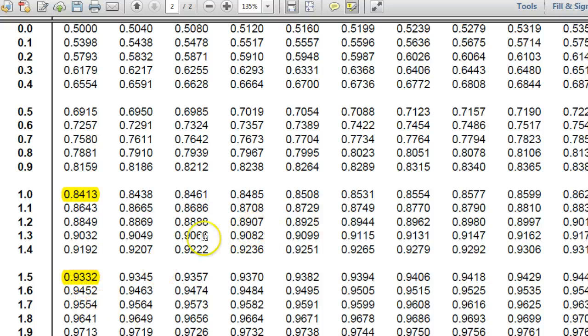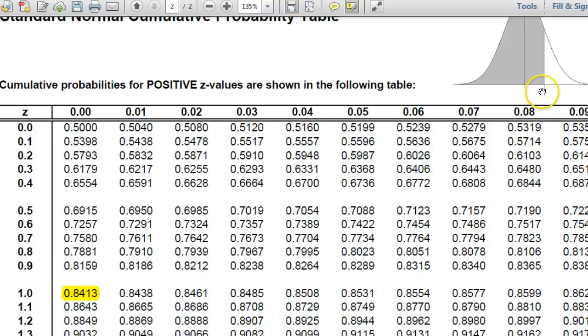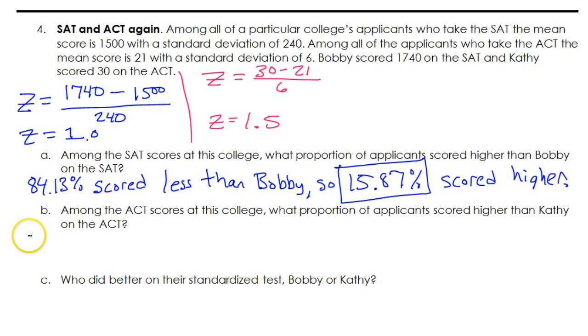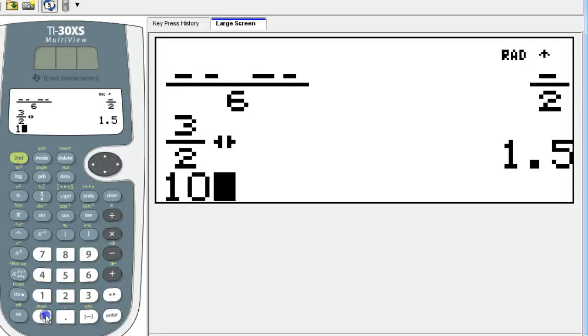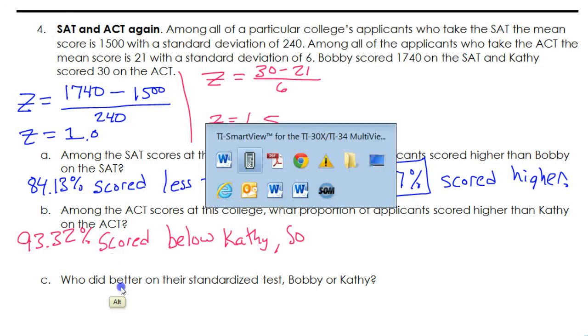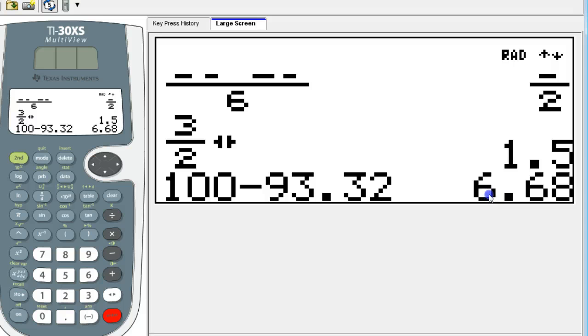Okay, so what we have here is 93.32. 93.32% scored below Kathy. So we'll just subtract this from 100. So we'll do 100 minus 93.32. So that means 6.68% scored above.